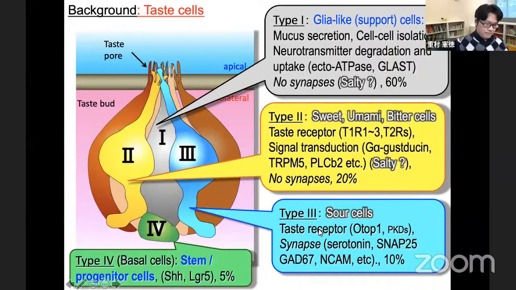The type 3 cell, also a light cell, expresses the sour taste receptor polycystic kidney disease 2-like 1, and synapse-related molecules such as serotonin, SNAP25, GAD, and NCAM. So these cells are considered to be sour cells. The type 4 cell, this is a basal cell. Here, developmental molecules such as sonic hedgehog and LGR5 are expressed. So these cells are considered to be taste stem or progenitor cells.